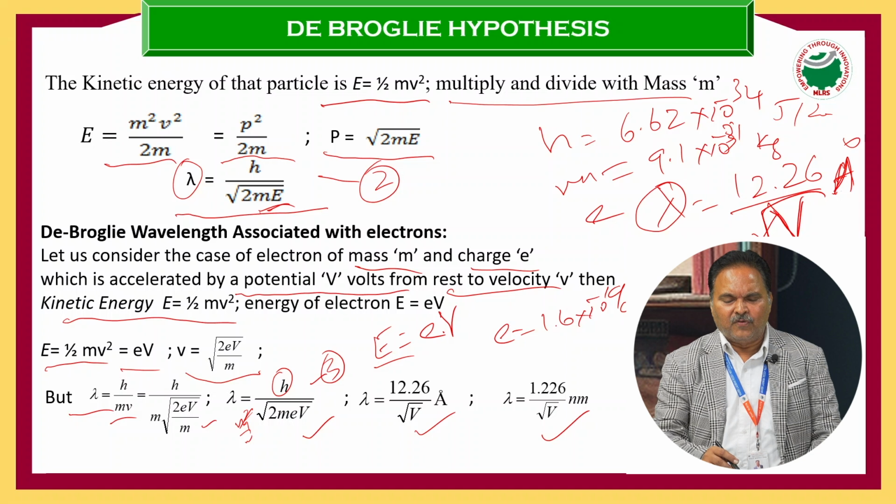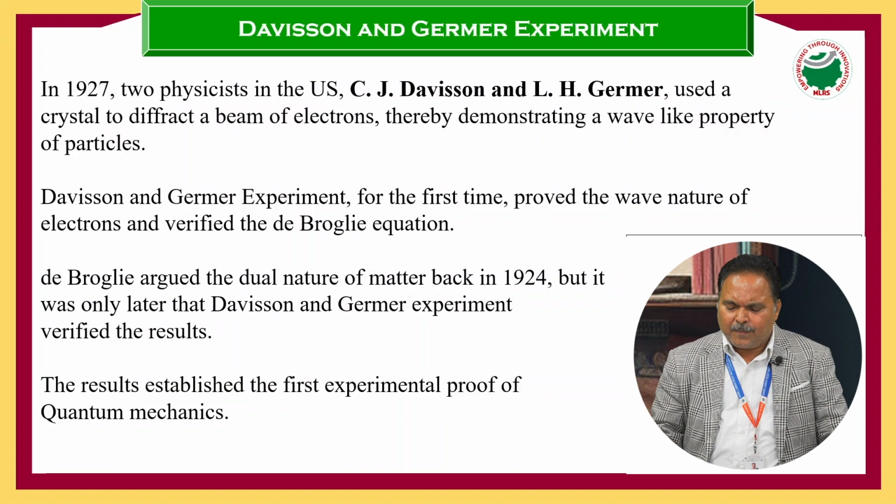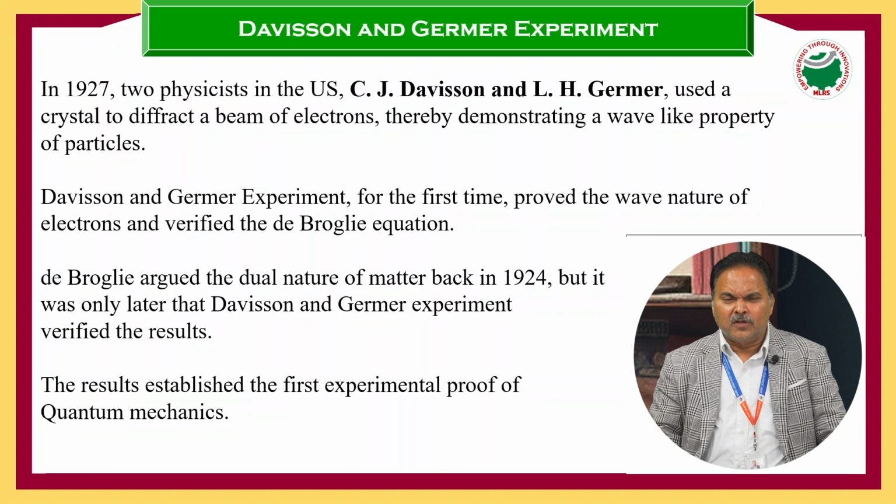That's how we can derive the equations: wavelength, energy related wavelength, and electron wavelength. These are the de Broglie hypothesis. It was explained mathematically, and that de Broglie hypothesis is from around 1924.